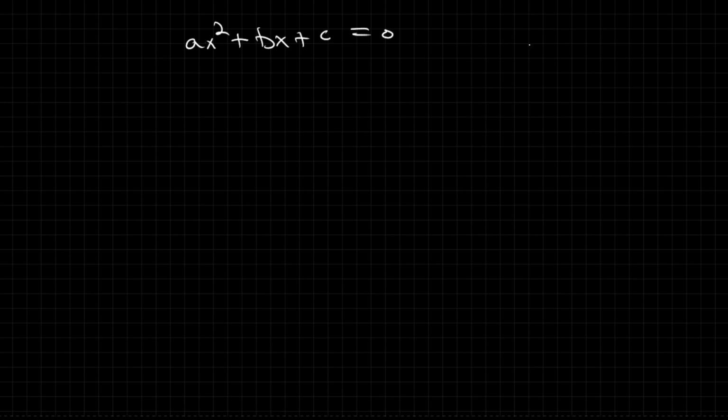Here, of course, a, b, and c are some numbers, and we'll demand that a is not equal to 0. If it was equal to 0, then we just have a linear equation because this term wouldn't be here. And let's go ahead and complete the square. So remember, when we're completing the square, we need to be of the form x squared plus something times x equals something.